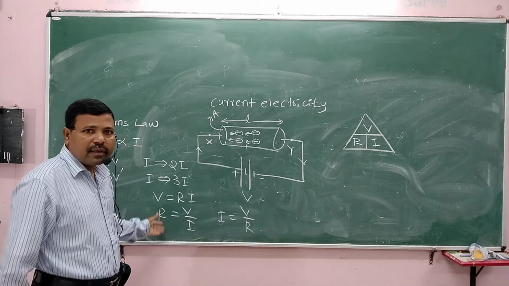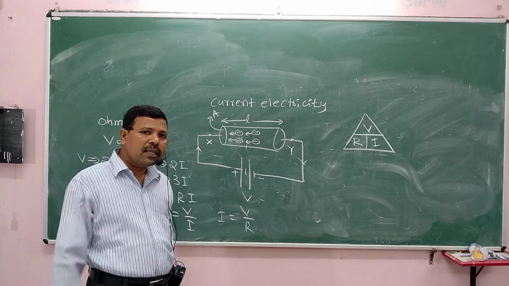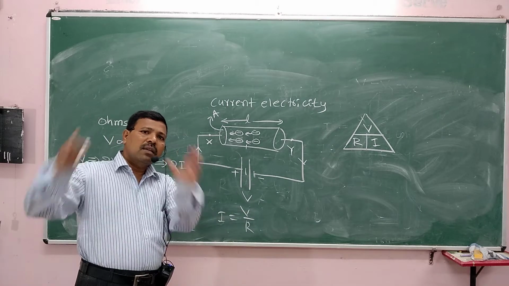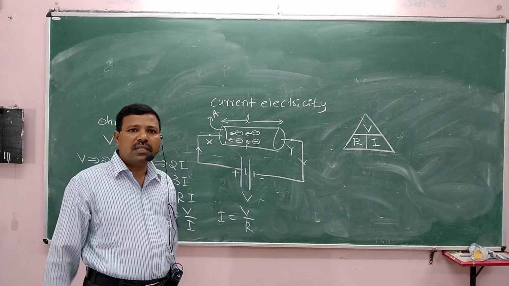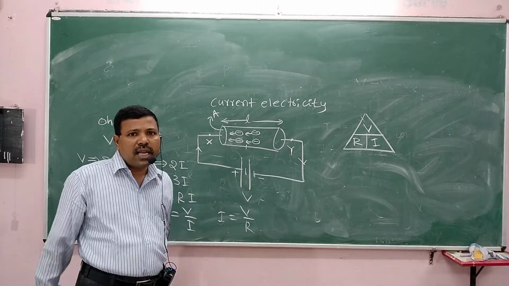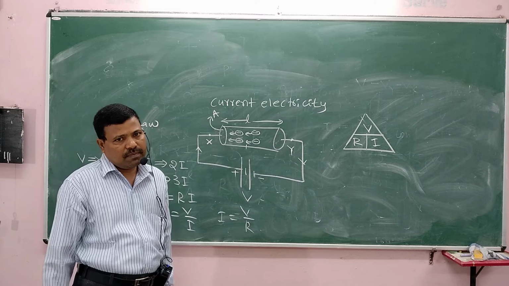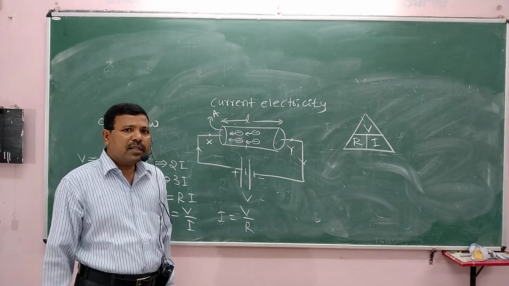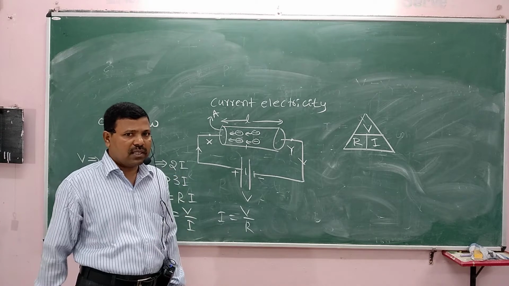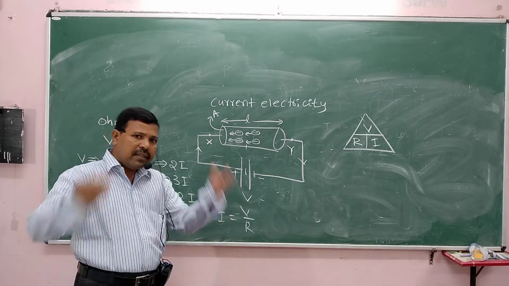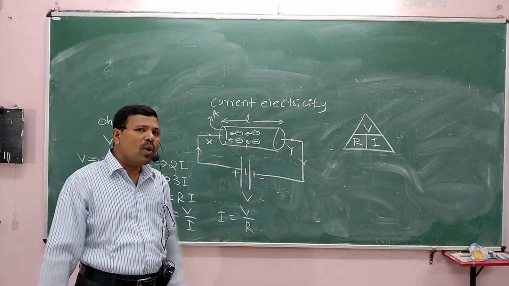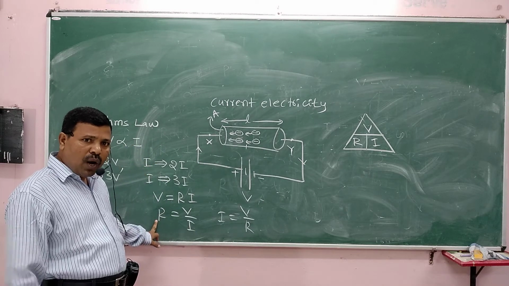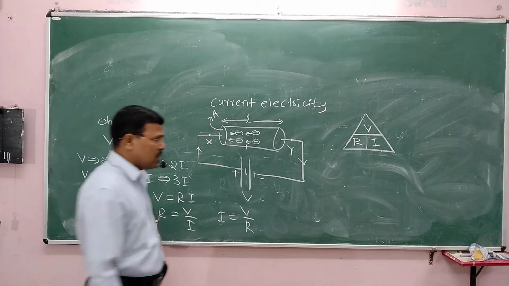So what is R? R is the resistance of the conductor. Conductors have low resistances. Insulators have very high resistances. Semiconductors have moderate resistance. What is resistance? It is the opposition offered by the substance to the flow of charges. And this resistance depends on several factors. First, let me tell you how we measure resistance.